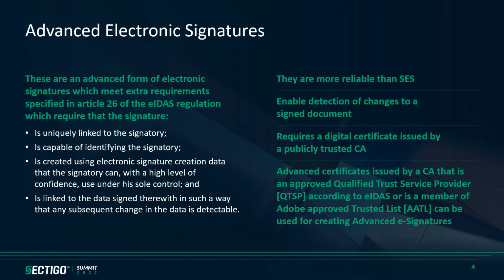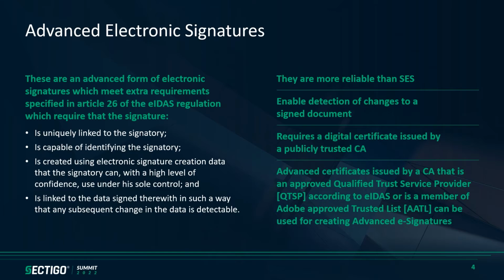Number four, it is linked to the data signed therewith in such a way that any subsequent change in the data is detectable. As explained in my previous presentation on basics of digital certificate, this is achieved by decrypting the encrypted hash value stored in the signature and comparing it with the freshly generated hash of the document. If the two match, it means the document has not been changed. But if they don't, it's an indication that the document was altered.